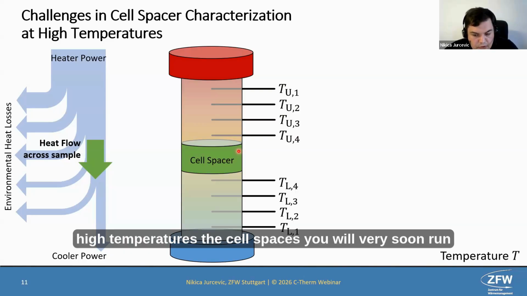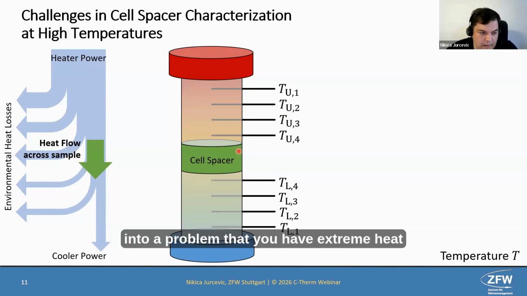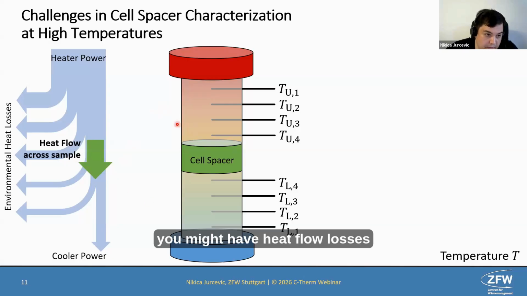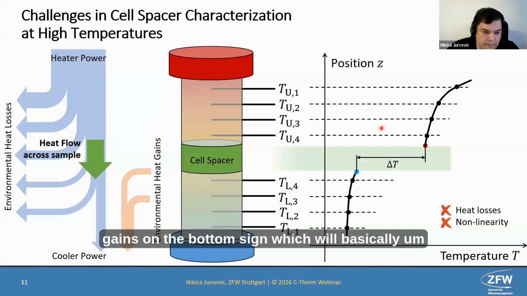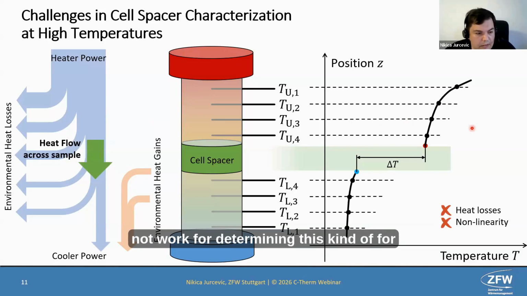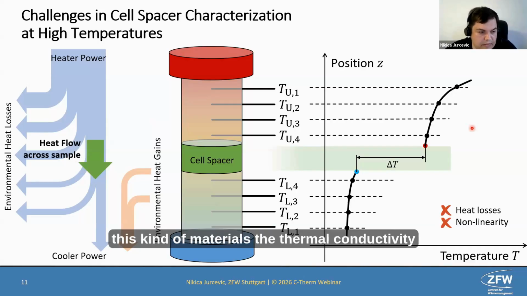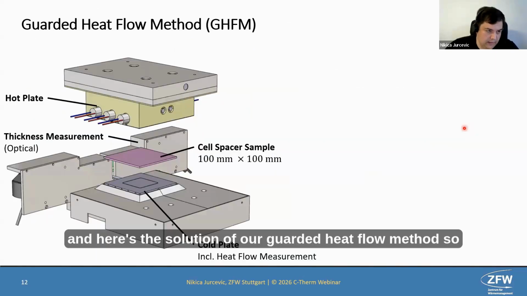You will very soon run into a problem that you have extreme heat flow losses to the ambient on your hot side. So you might have heat flow losses on the hot side, but you might also have heat gains on the bottom side, which would basically not work for determining the thermal conductivity of this kind of materials. And here's the solution: our guarded heat flow method.